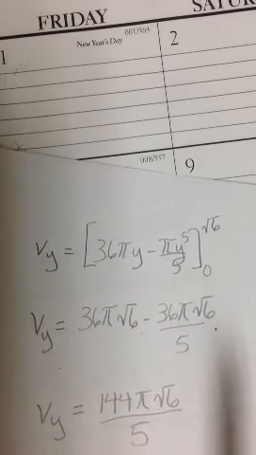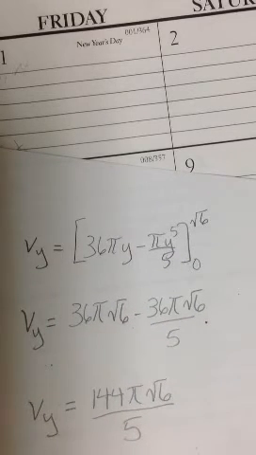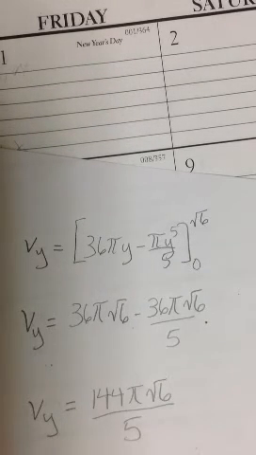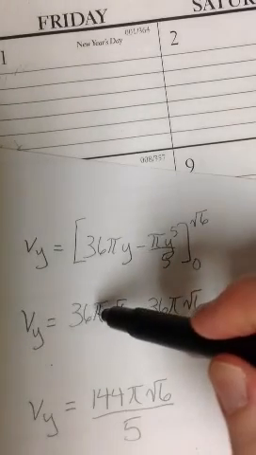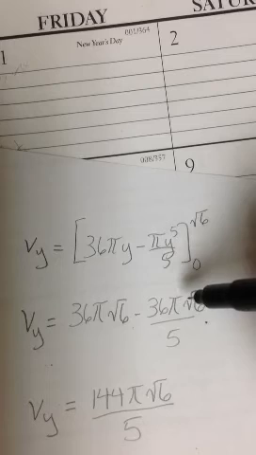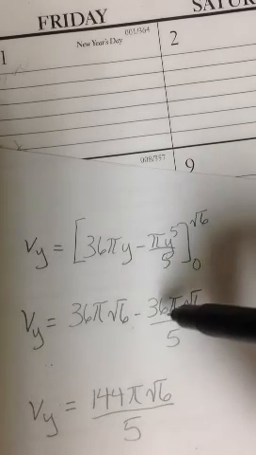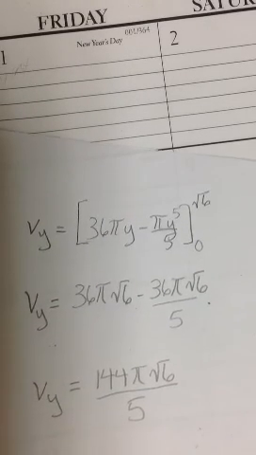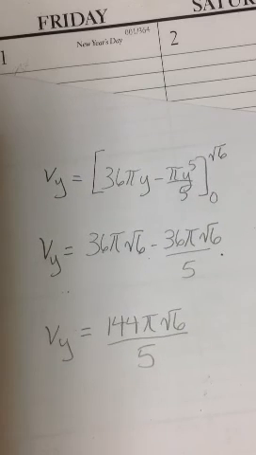And as we substitute the square root of 6 into y, the lower limit 0 is going to render the expression negligible. So with the upper limit we have 36 pi times the square root of 6 minus the expression 36 pi times the square root of 6 over 5. And as we combine the terms together, the volume of the solid generated about the y-axis is going to have an exact value of 144 pi times the square root of 6 all over 5.